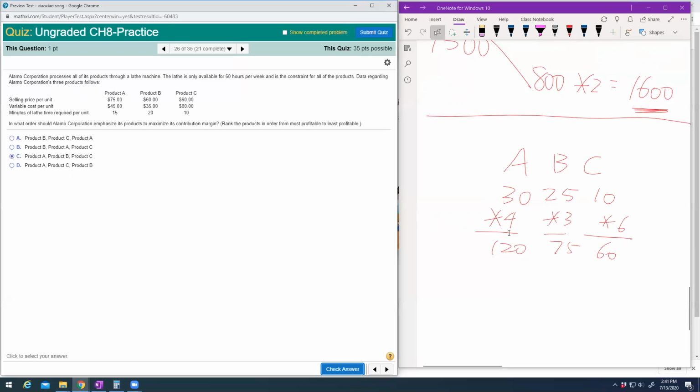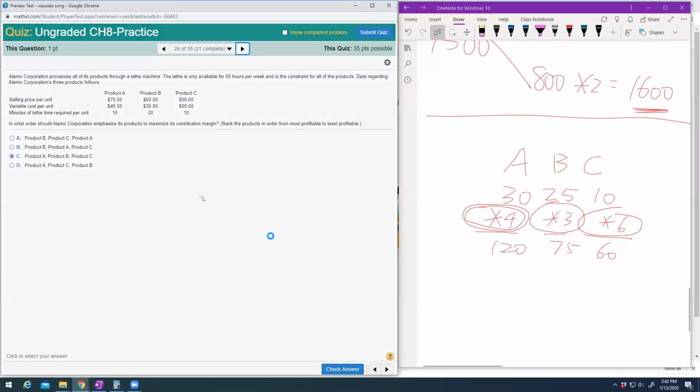The only difference here is that instead of telling you how many units you can make in 1 machine hour, it tells you how many minutes you need to make 1 unit. So you need to convert it. If it takes 15 minutes, that means in 1 hour you produce 4 units. If it takes 20 minutes, you produce 3 units. If it takes 10 minutes, you produce 6 units.